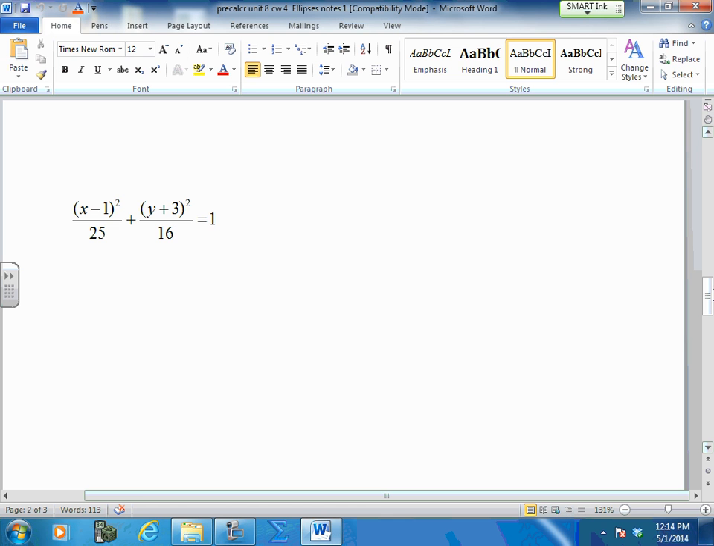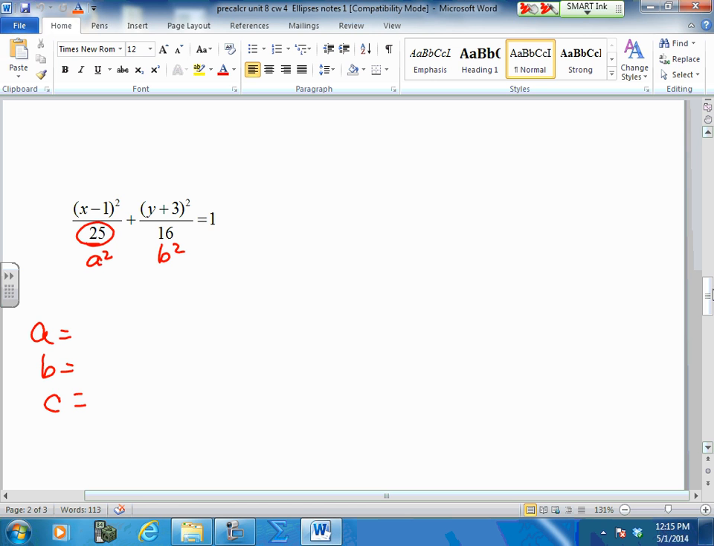Okay, now, which number is larger, 25 or 16? 25. This is your A squared. This is your B squared. So again, we need to find an A, a B, and a C. A is the distance from my center to my vertex. B is the distance from my center to my co-vertex. And C is the distance from my center to my foci.